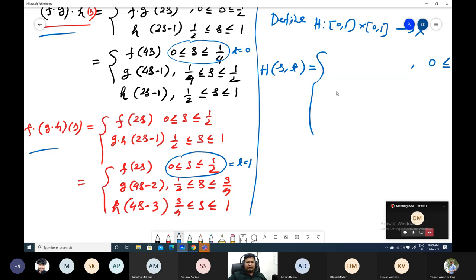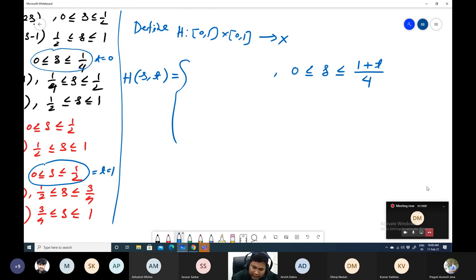Now, there is a trick also. What you can do in this case, from this, you can check that 0 less than equal to 4s by 1 plus t less than equal to 1. Right, just multiplying this. So therefore, you choose your function f as 4s by 1 plus t. That's why. Okay, now we erase this.